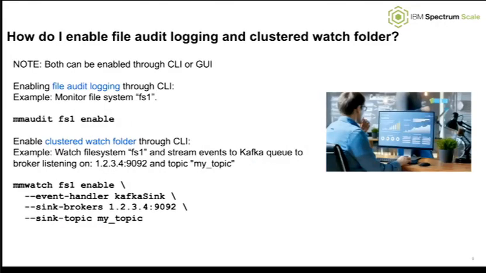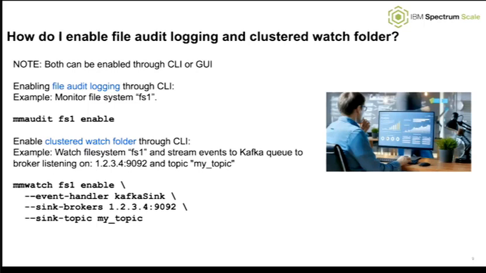So how do I use these? Well, both file audit logging and clustered watch folder can be controlled either through the CLI or the GUI. What I'm showing here is just some basics of how to do it through the CLI. For file audit logging, it's just as simple as using the enum audit command, stating the device you want to audit, and then saying that you want to enable an audit.